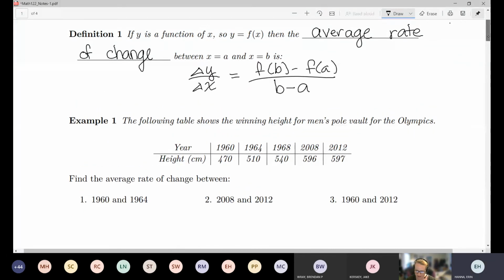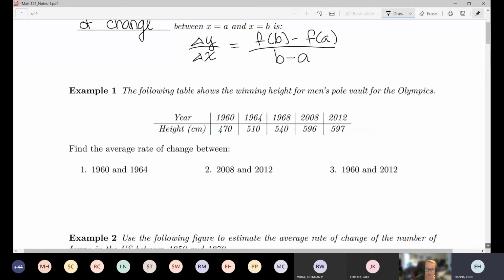So let's say I have this table here that's got men's winning pole vaults related to the Olympic year. Say I want to find some average rates of change. Say I want to find the average rate of change between 1960 and 1964. The first thing I'm going to do is find those two data points from 1960 and 1964. If these are my x's and these are my y's, which, if it's not specified in the problem, you can assume the first thing in the table is the x and the second thing is the y.